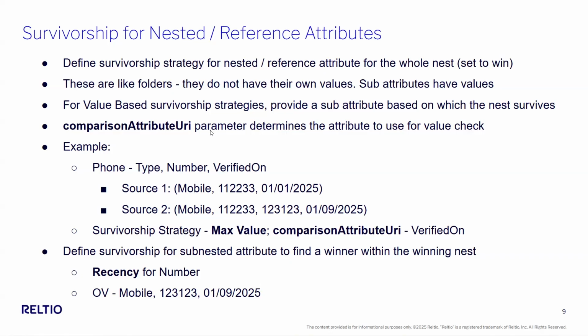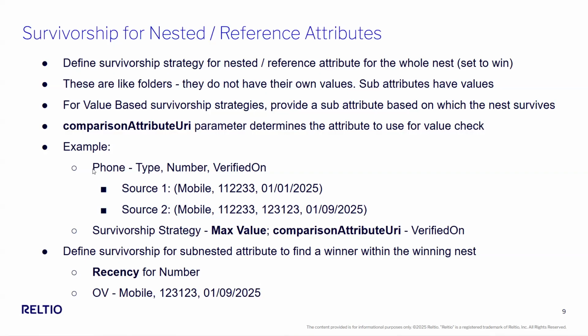For value-based survivorship strategies at the nested level, there's another parameter you need to be aware of, called comparison attribute URI. It is needed because, like I explained earlier, the nest itself doesn't have a value. It is the sub-attributes within the nest that have value. So if you want to use any of the value-based survivorship strategies, you have to also define which attribute to use for that value comparison.